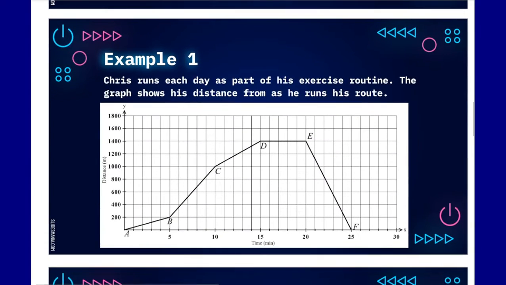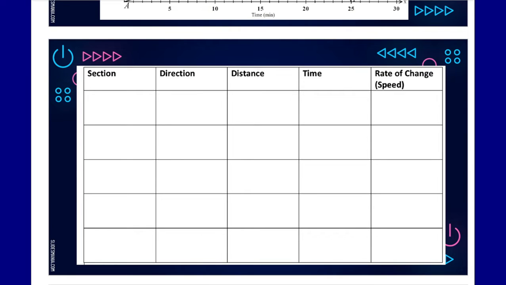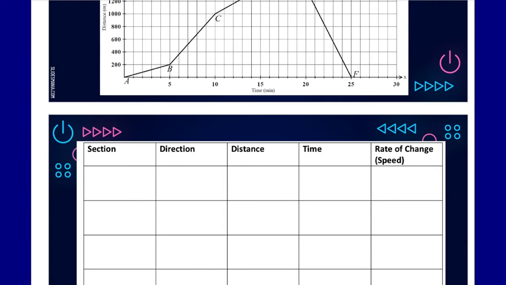So in example 1, Chris runs each day as part of his exercise routine. The graph shows his distance from his home as he runs his route. So what we want to do is for each section, we want to figure out the direction he's going, the distance, and the time, and then calculate the rate of change or the speed. So in section AB, the first section here, the direction from his home, he's moving away, right? Using a line that's a positive line means he's moving away. The distance traveled is 200 meters, and the time is 5 minutes.